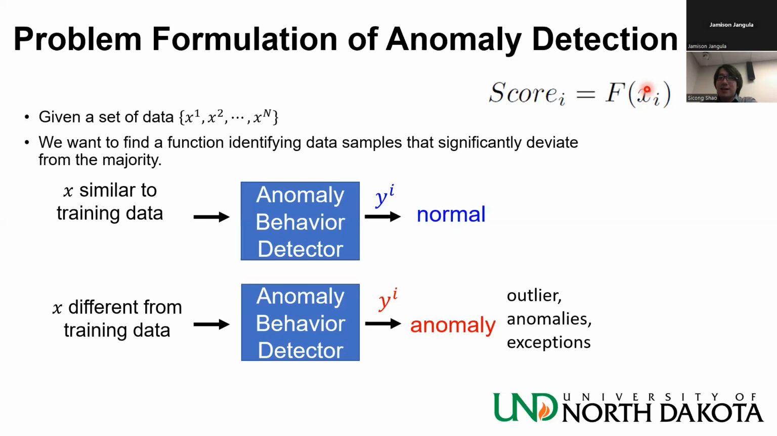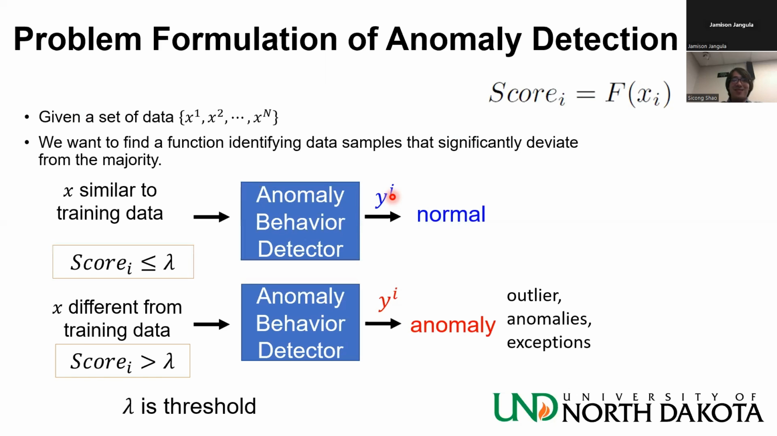And basically, an abnormal sample is one whose anomaly score exceeds or is beyond a threshold. Basically the anomaly score is beyond your threshold. And for the normal sample, usually the anomaly score is less than a threshold. Okay, so this is a simple formulation of anomaly detection.